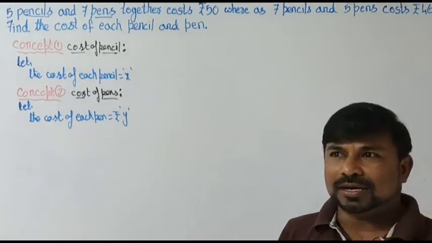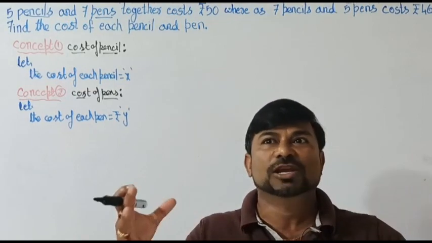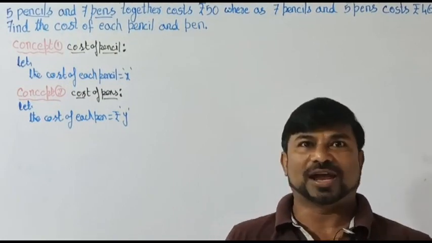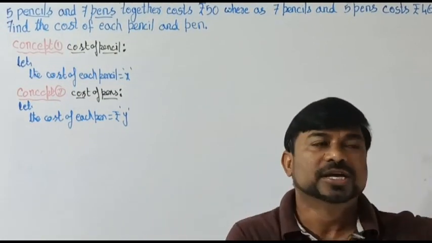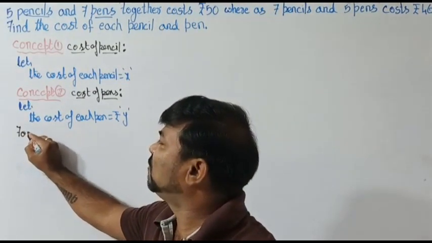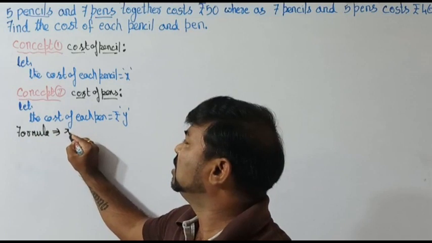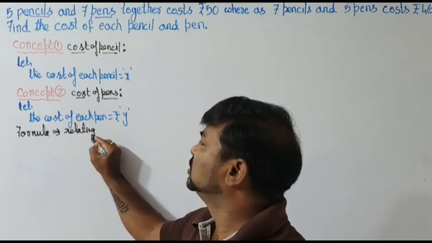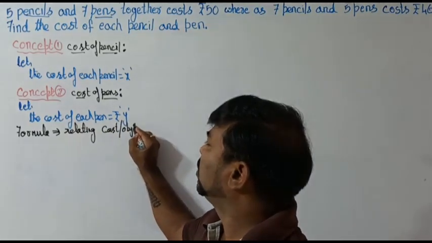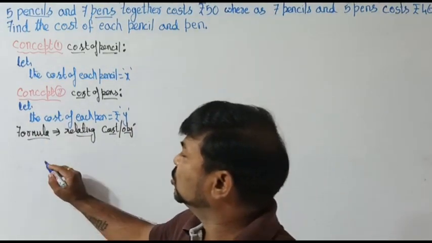Now I am generalizing the concept. It's not only the price of a pen or a pencil. When we are dealing with the cost of many objects, it might be 1 or 2, it may be 3. If we have 3 objects and we are dealing with 3 costs, then we will be dealing with a formula. So what's that formula? A formula relating cost and objects. Let's come to the formula.